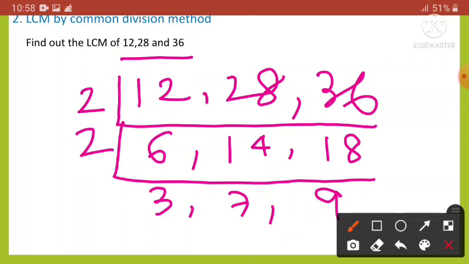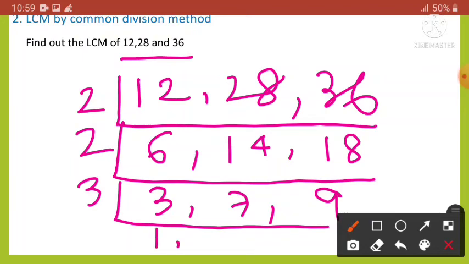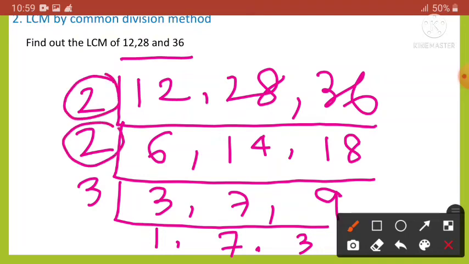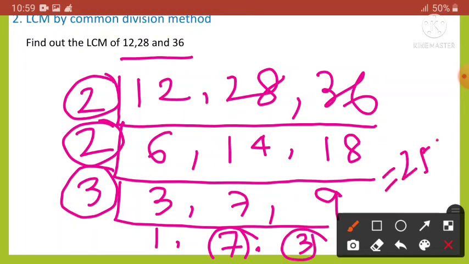Okay, so here I am taking 3, the smallest prime number, then it will be 3, 1, 3. Here it is 7, it will not be divided, and 9 will be divided by 3, so it will be 3 into 3. Okay, so what will be the LCM of this number? Now we have to multiply all those numbers, 2 into 2 into 3 into 7 into 3. So we are getting the number here, 252.